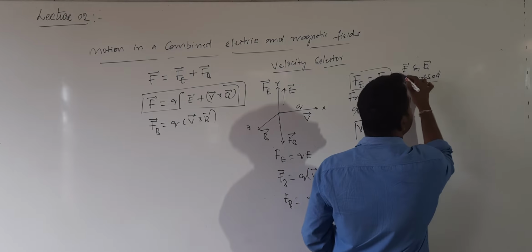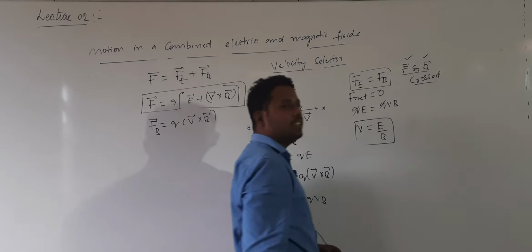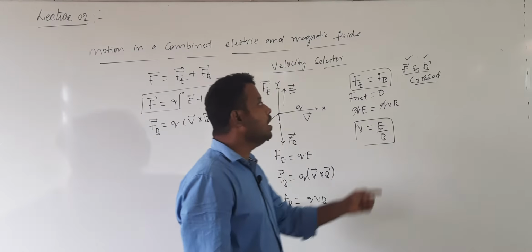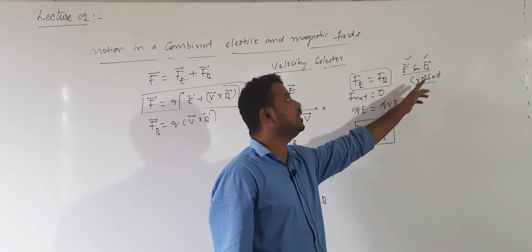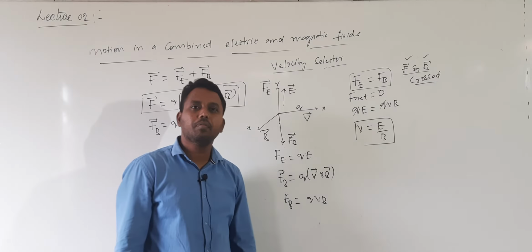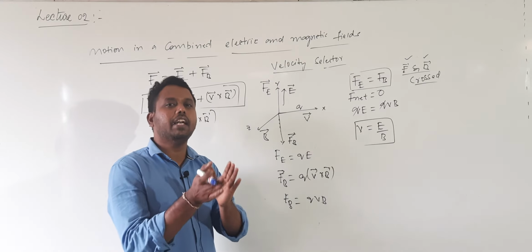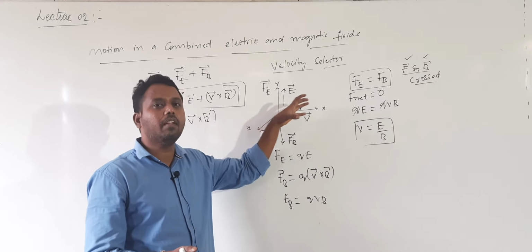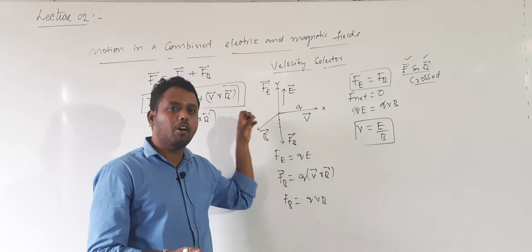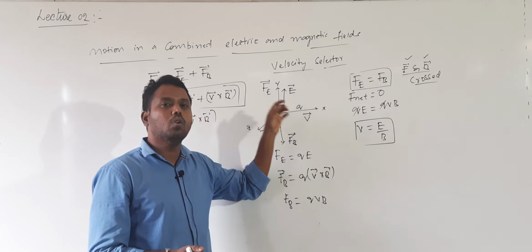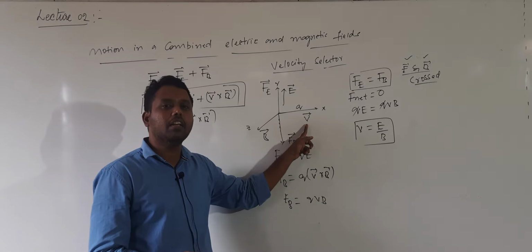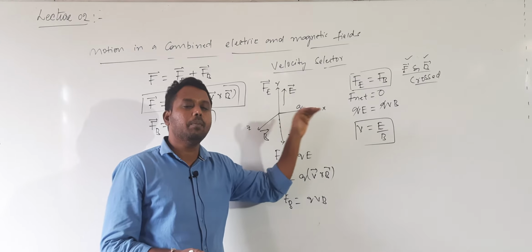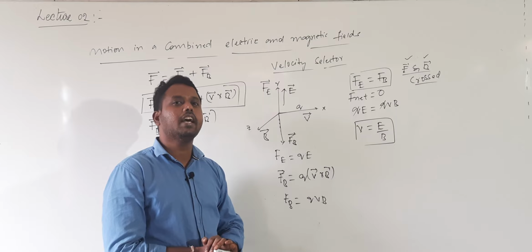When electric fields and magnetic fields are said to be crossed, it means the force due to the electric field is exactly equal to the force due to the magnetic field. Then the particle path will be undeviated. Means you have to send a beam of particles into the space. Only the particle having velocity V equal to E by B will have an undeviated path. It will follow a straight line path.